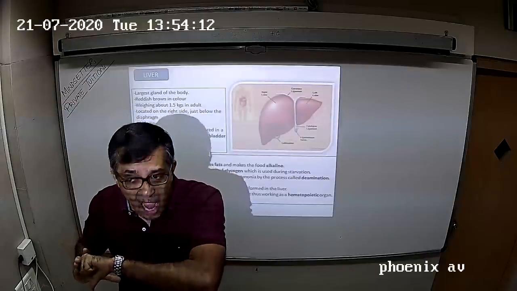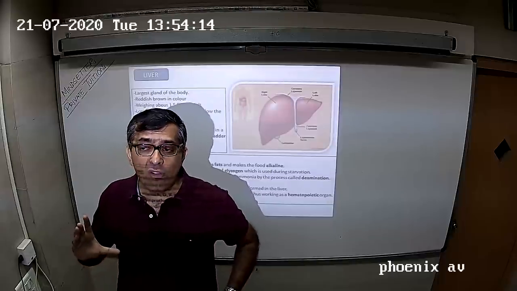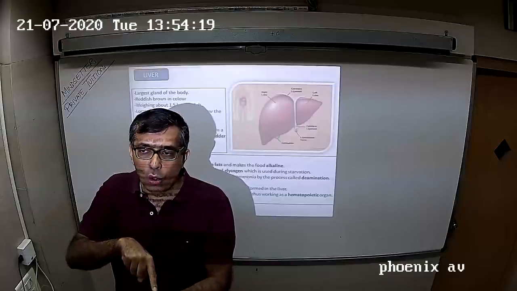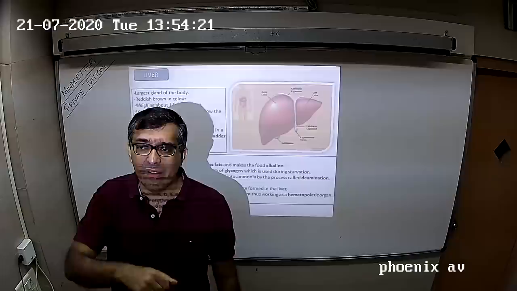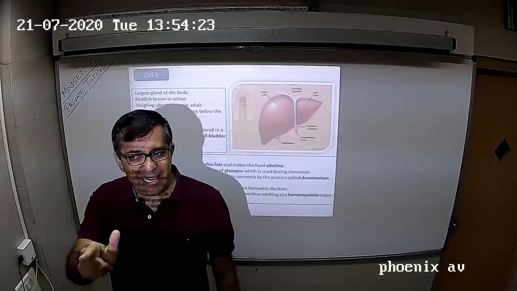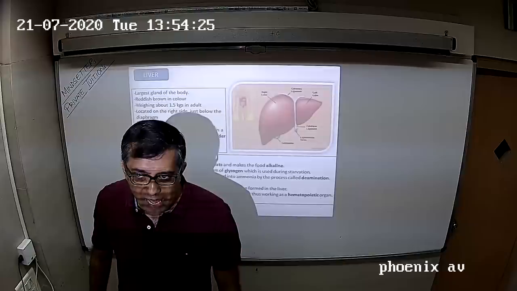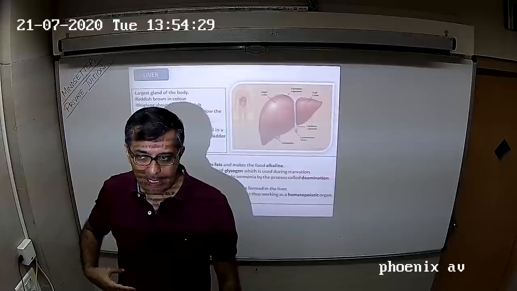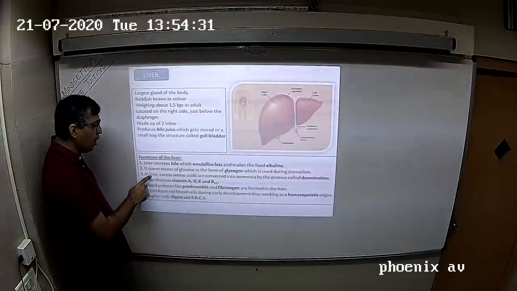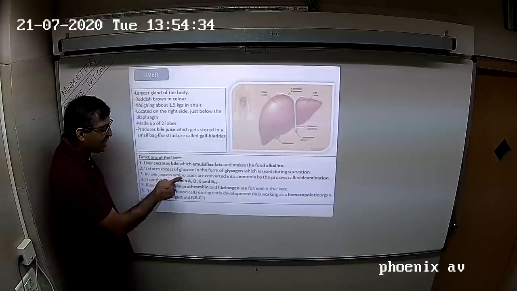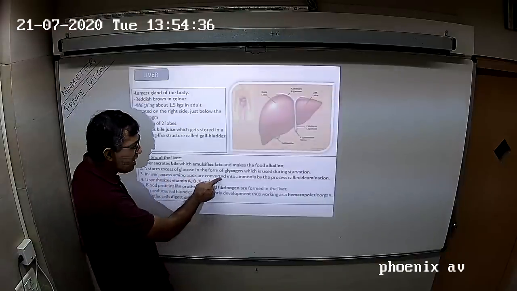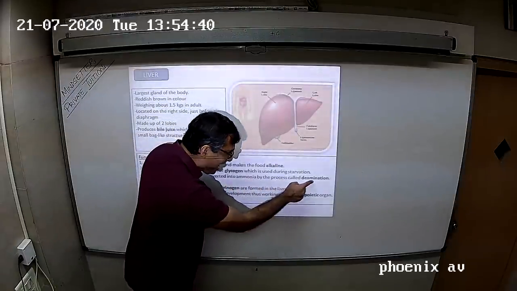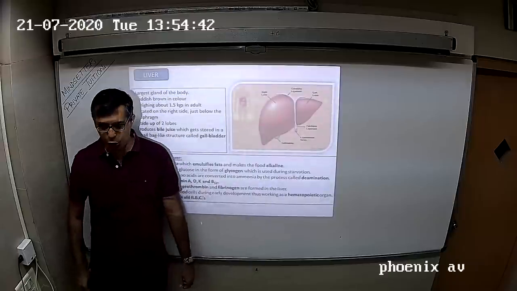When you are starving, glucagon from the pancreas reconverts glycogen back into glucose, and your blood glucose levels will increase. Where is extra sugar stored in the body? In the liver, in the form of glycogen. And in the liver, excessive amino acids are converted into ammonia by the process called deamination.